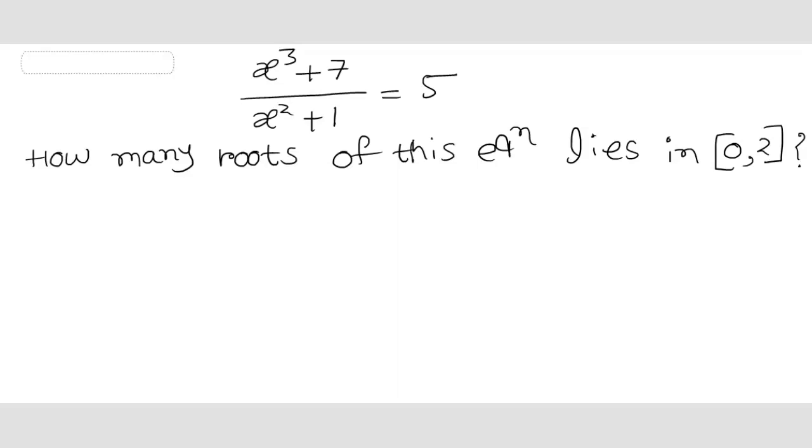Actually, an equation and number of roots problem. As you can see on the screen, I have written the problem, and we have to find the number of roots of this equation which lie between closed 0, 2. I would like to request you to give yourself a try and then come back to see the solution.